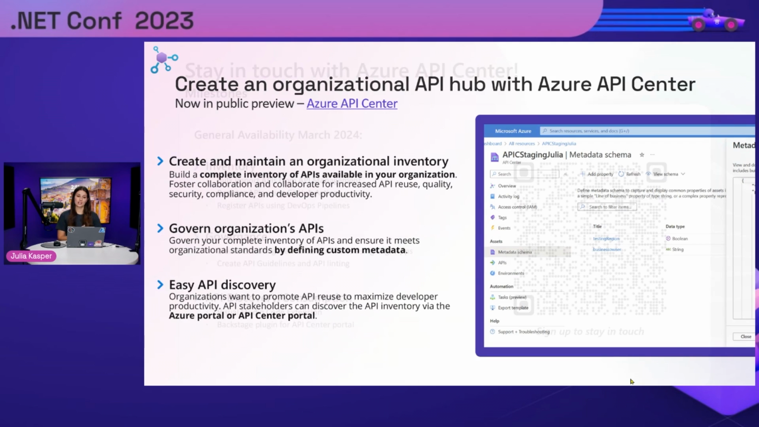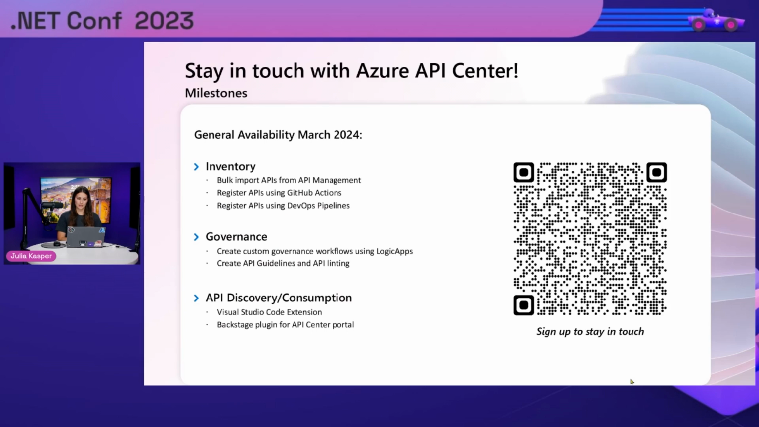Azure API Center is currently in public preview. We are looking at GA next year, March 2024. If you want to stay in touch, if you want to know what's going on and what features we are currently working on, feel free to sign up for our newsletter.